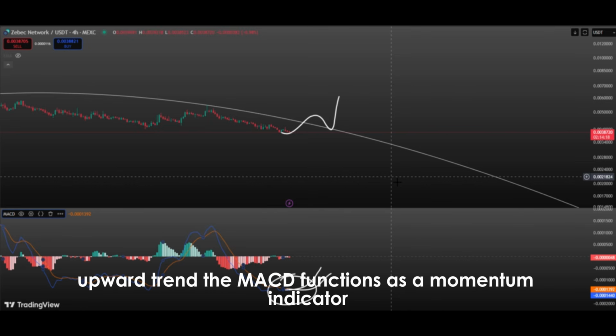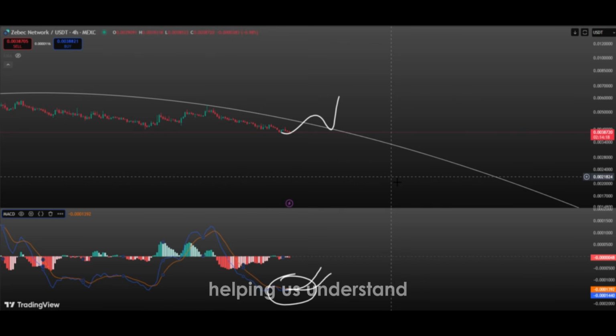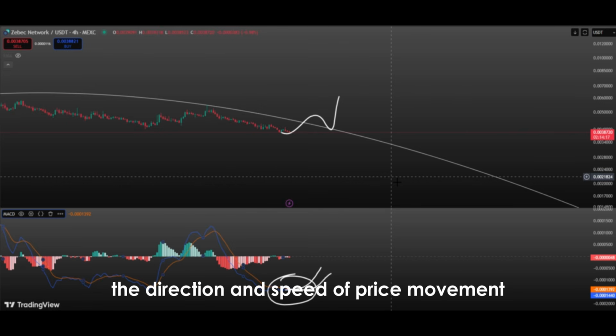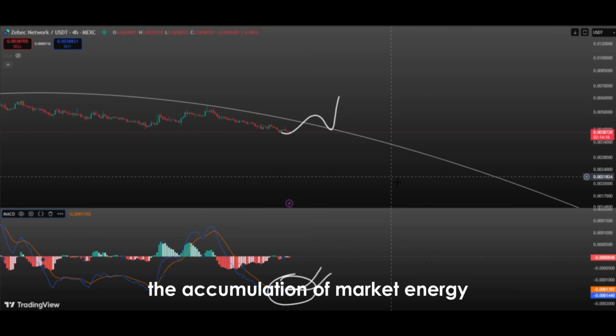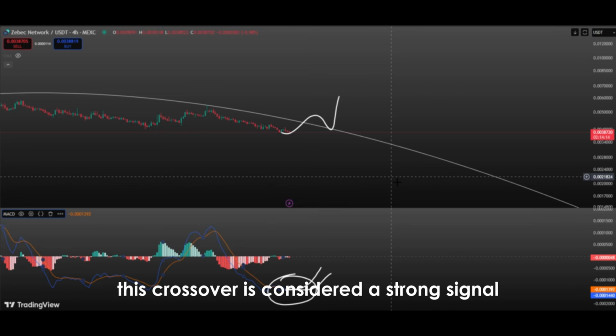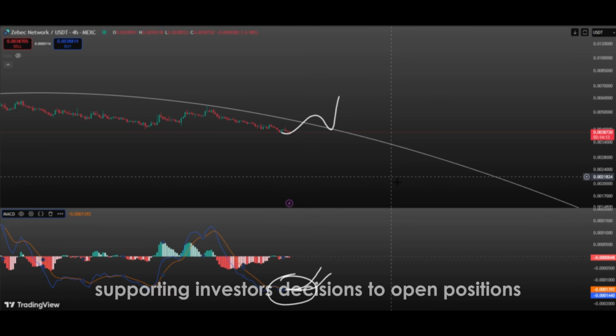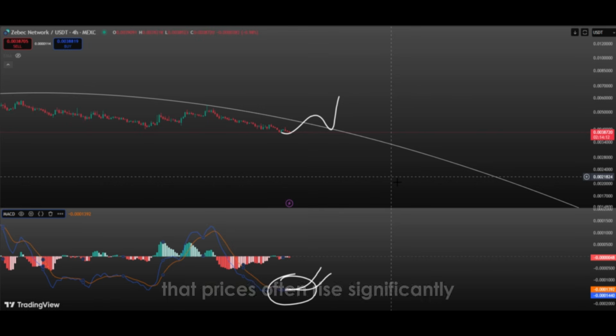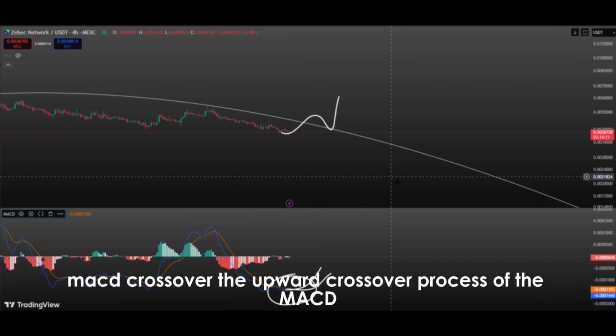The MACD functions as a momentum indicator, helping us understand the direction and speed of price movement. When the lines cross upward, the accumulation of market energy and buyers' interest creates the dynamics needed to push the price higher. This crossover is considered a strong signal, supporting investors' decisions to open positions, as historical data shows that prices often rise significantly following an upward MACD crossover.